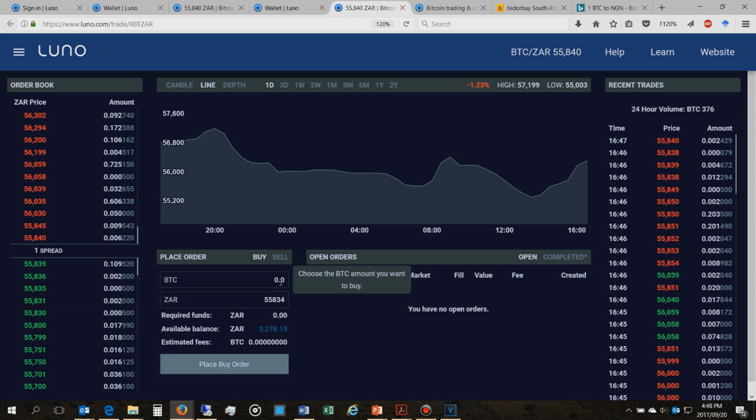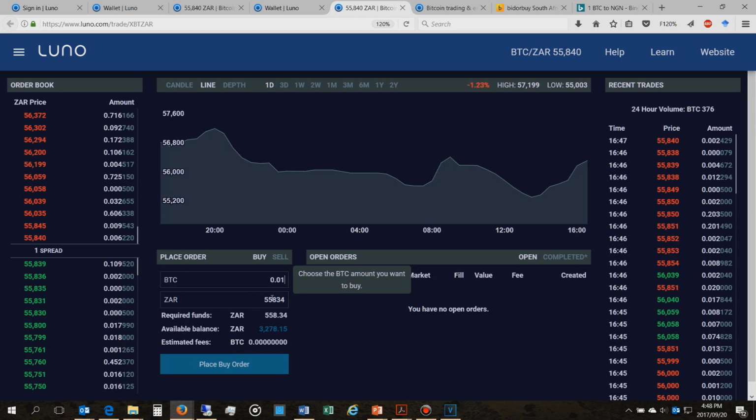No, that's too much. Let's say 0.01. So that's 558 Rand of Bitcoin. So I'm going to see if I can put this bid in. This means that if I put this bid in, if somebody buys it, they will then be paying the fee. So let's just have a look.